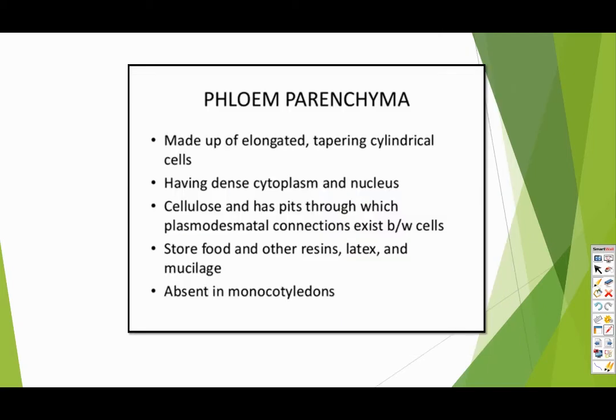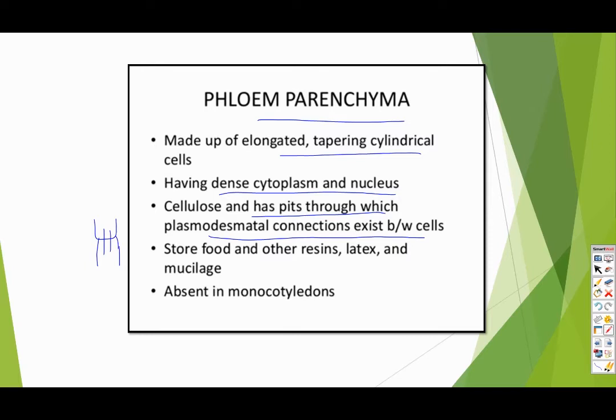Okay, now the cellulose wall has pits through which plasmodesmatal connection exists between the cells. Okay, so here one cell, here one cell. So usually these two cells are connected by plasmodesmatal connections. Okay, now the stored food and other resins, latex and mucilage. The same thing as parenchyma, the phloem parenchyma also stores food, resins, latex, mucilage. Okay, and it is absent in your monocotyledons. They are usually absent in your monocotyledons.